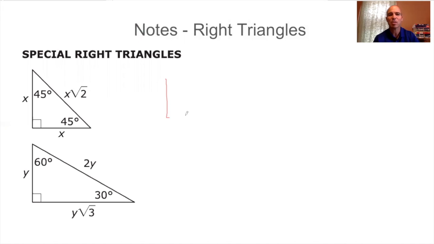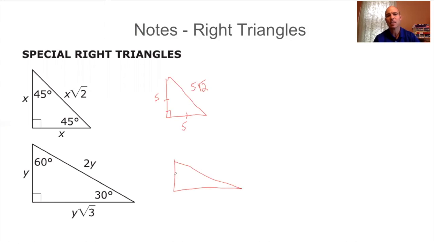So basically, how would this be? Well, just imagine with our 45-45, this is 5, right? Also called an isosceles right triangle. This would have to be 5, and this would be 5 times the square root of 2, right? Whatever that is, maybe 7 something, here.